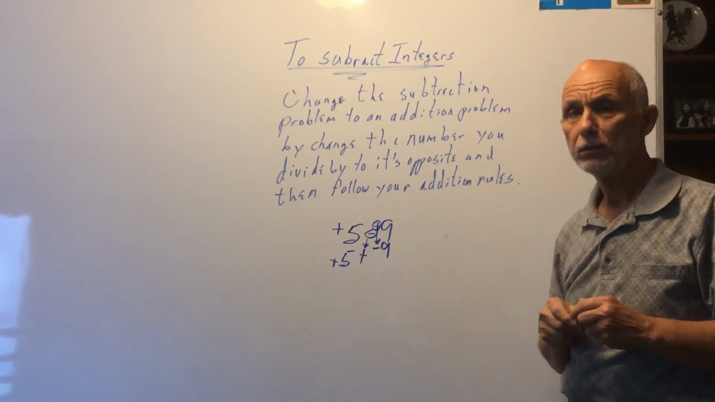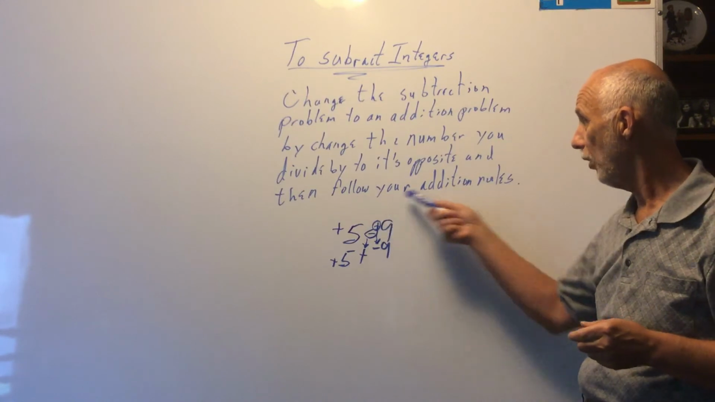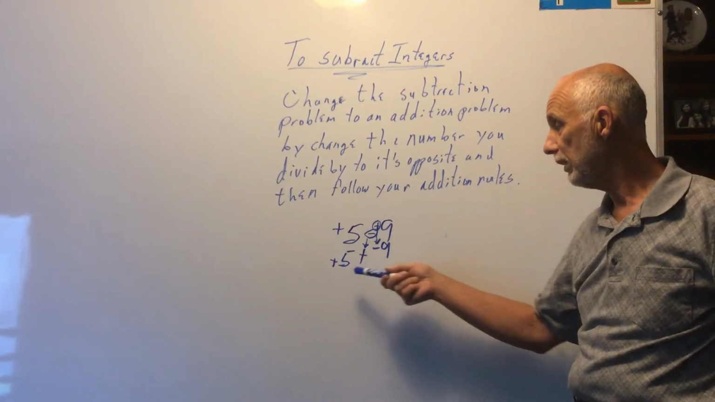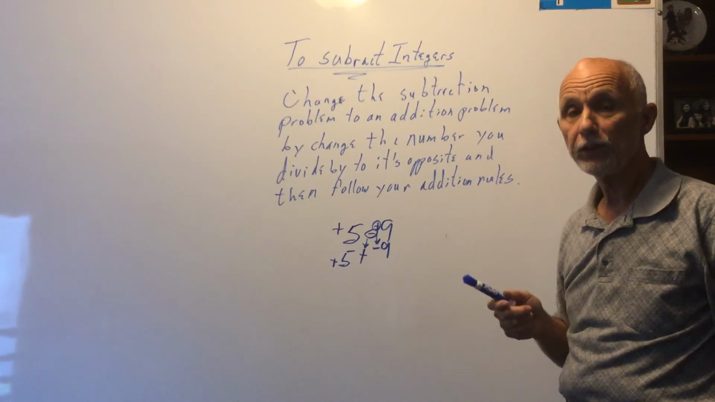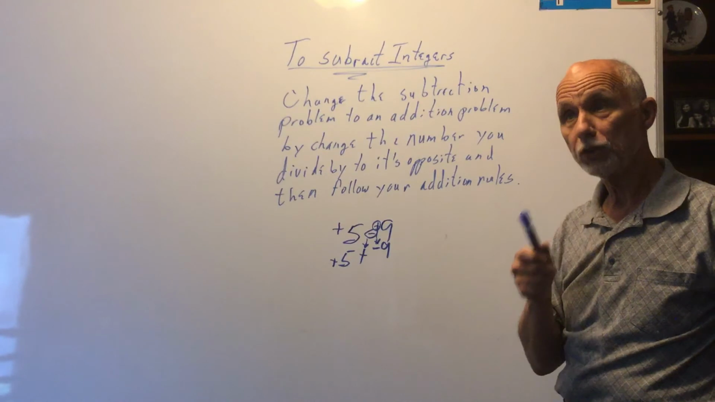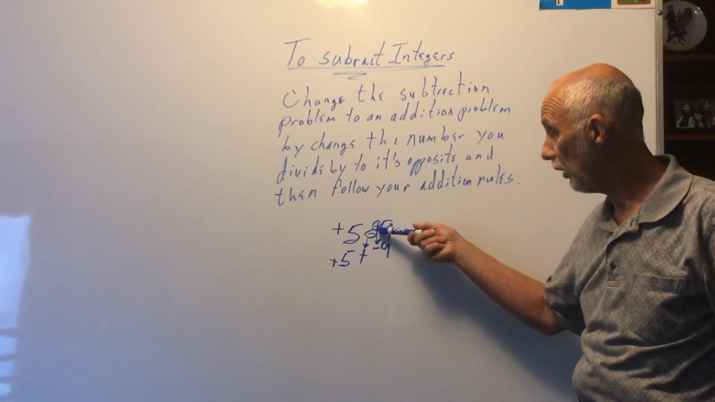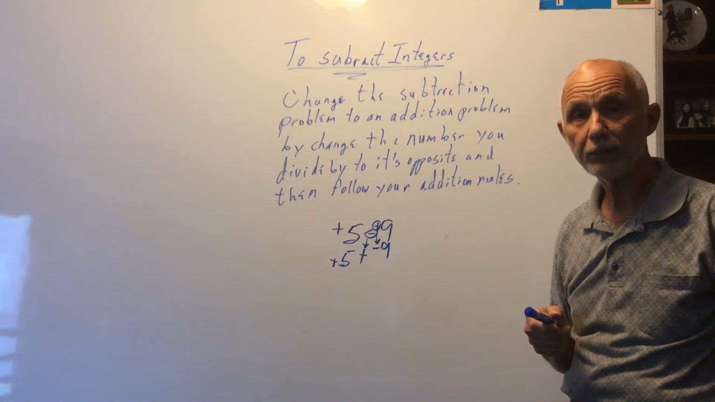So now, I don't add, even though it's an addition problem, I follow the addition rule. And what's the addition rule for a positive plus a negative? Different signs, subtract and take the sign of the larger. So you see, I actually changed subtraction to addition so I could wind up subtracting.